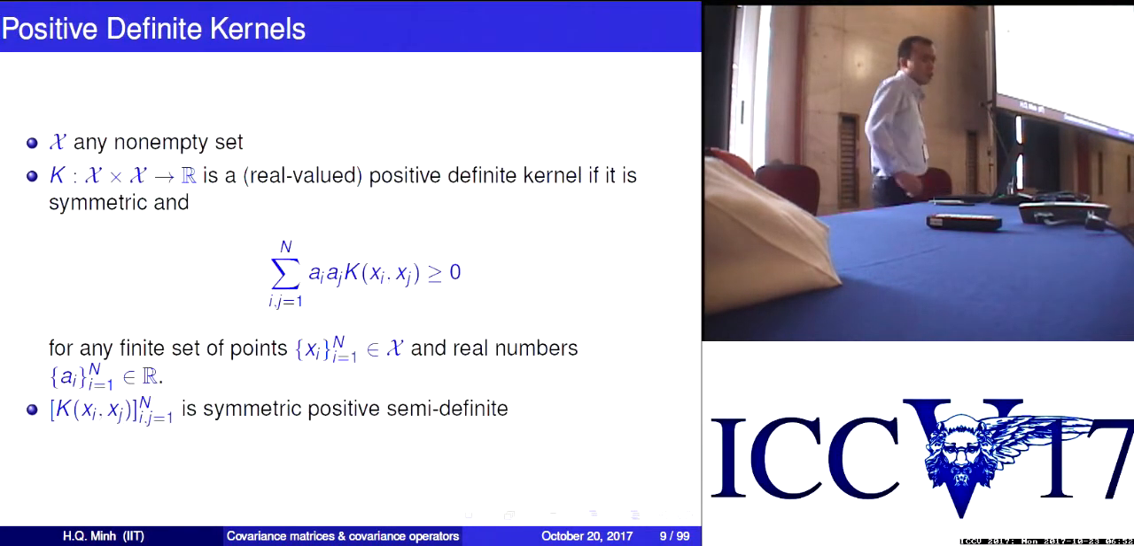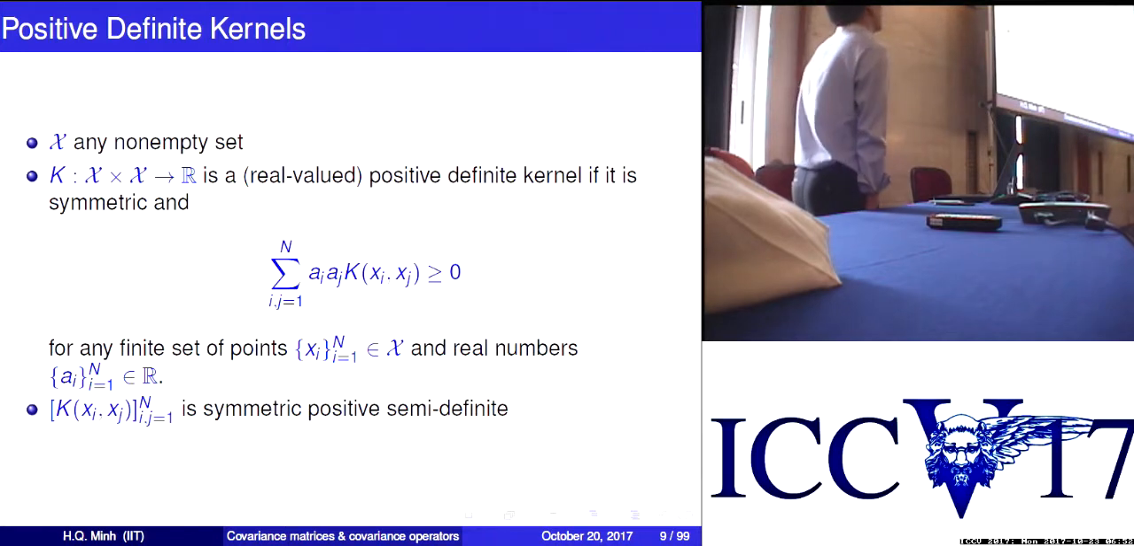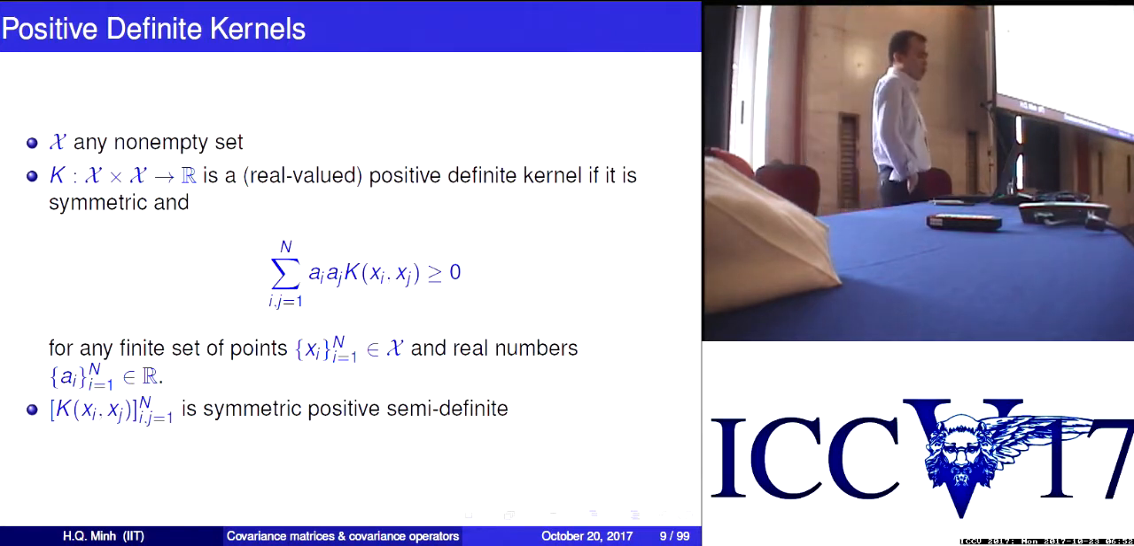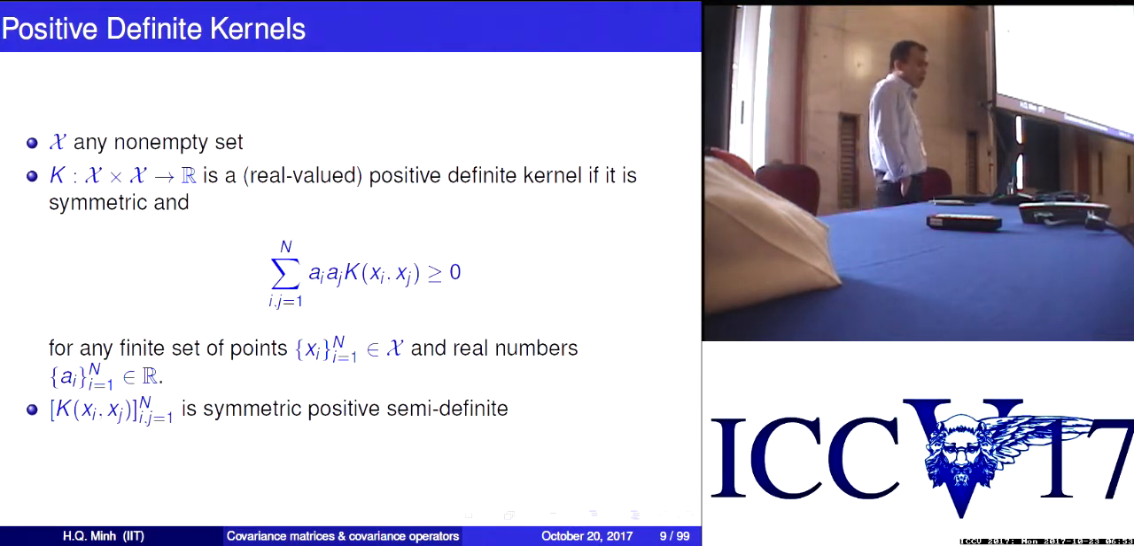Let's first talk about carrying out this generalization from covariance matrices to covariance operators via positive definite kernels. Let's have a brief overview of the formal definition of positive definite kernels. This is probably not new anymore. Suppose we have any nonempty set X. A positive definite kernel on X is a symmetric function K such that the summation over i, j from 1 to n of a_i a_j K(x_i, x_j) is always greater than or equal to 0, for any set of points x_i in X and real numbers a_i. In particular, this means that if we have a matrix whose ij entries are K(x_i, x_j), then this is a symmetric positive semi-definite matrix.